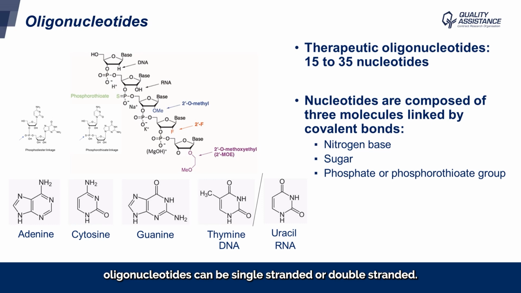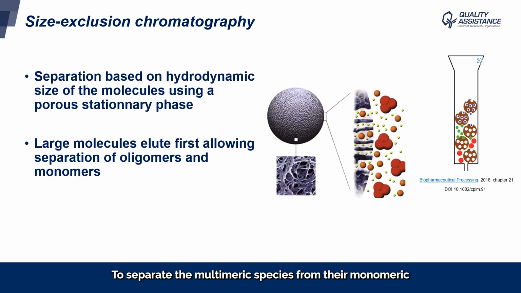Furthermore, oligonucleotides can be single-stranded or double-stranded. The presence of multimeric species is one aspect of product quality, as it may lead to a loss in activity. In the case of siRNA, however, the presence of monomeric species would also be verified, as it might indicate a loss of activity.